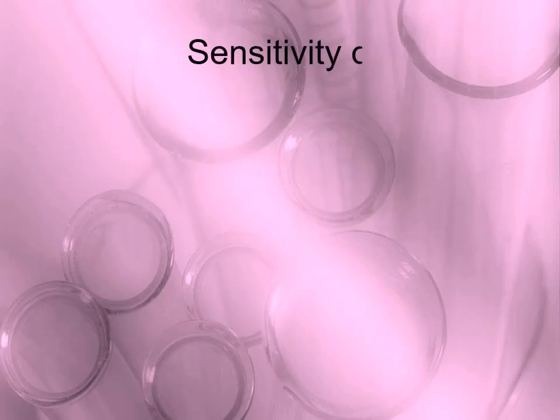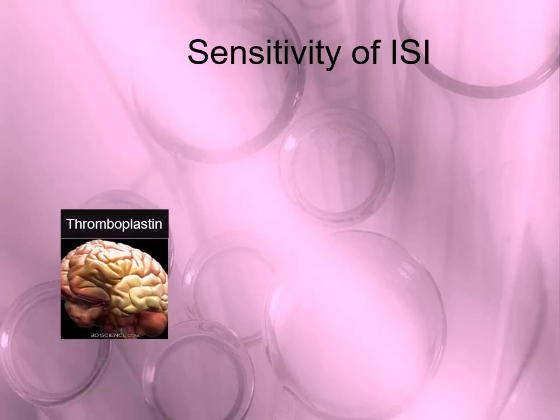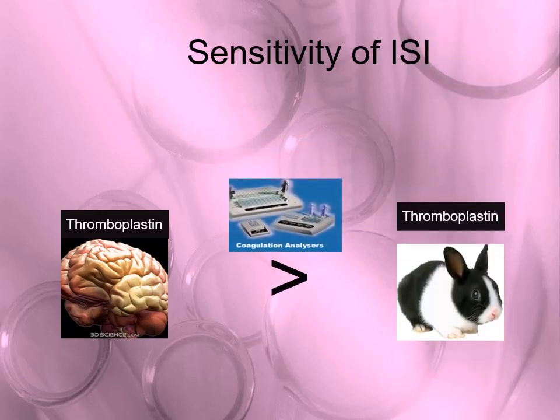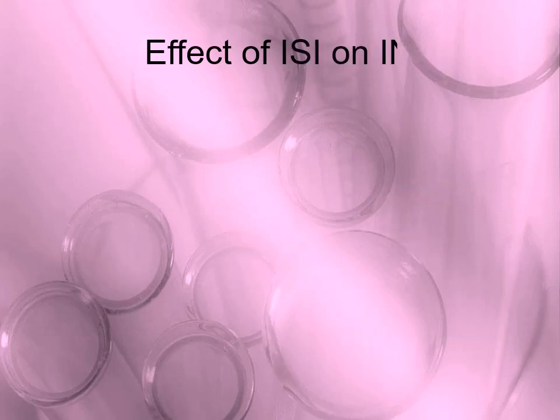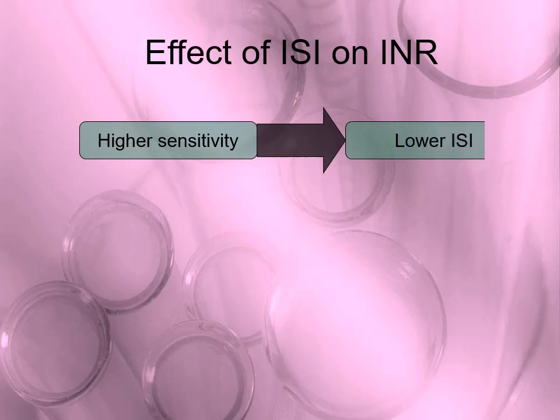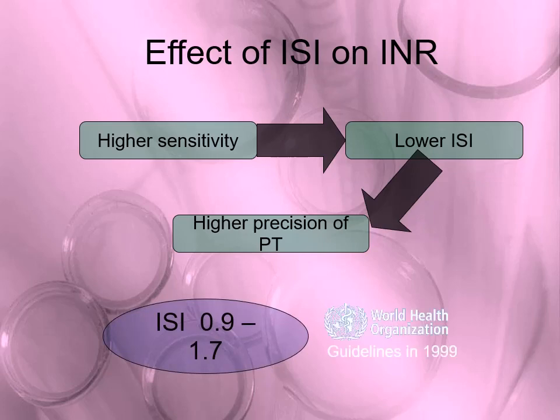Sensitivity of ISI also plays a role. Low ISI human thromboplastins are more affected by coagulometers than high ISI rapid preparations. The higher the sensitivity of thromboplastin, the lower the ISI. Hence, the precision of prothrombin testing tends to be greater with a lower ISI. Thromboplastins with an ISI between 0.9 and 1.7 are acceptable according to revised guidelines from WHO in 1999.